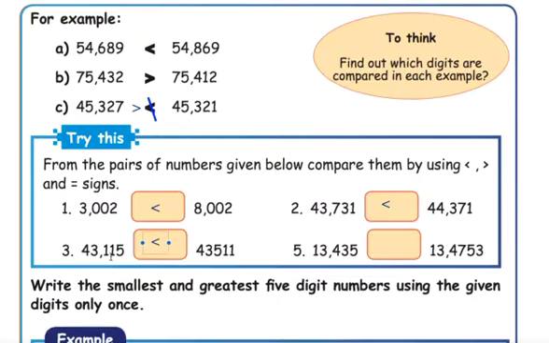500, 100. 500 is more. No, this is 1 lakh. 1 lakh 34,753. Okay, this is 13,453. When you have more digits, obviously that number will be greater. Okay, see here, 5 digit number on my left hand side, 6 digit number on my right hand side, so 6 digit number is higher.